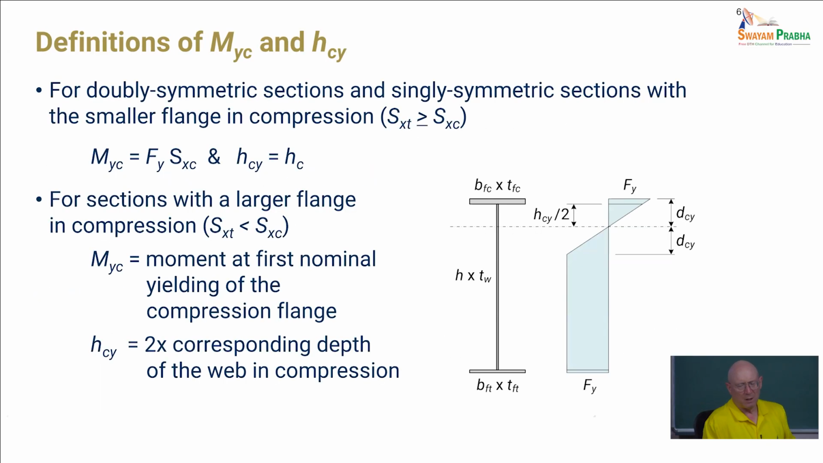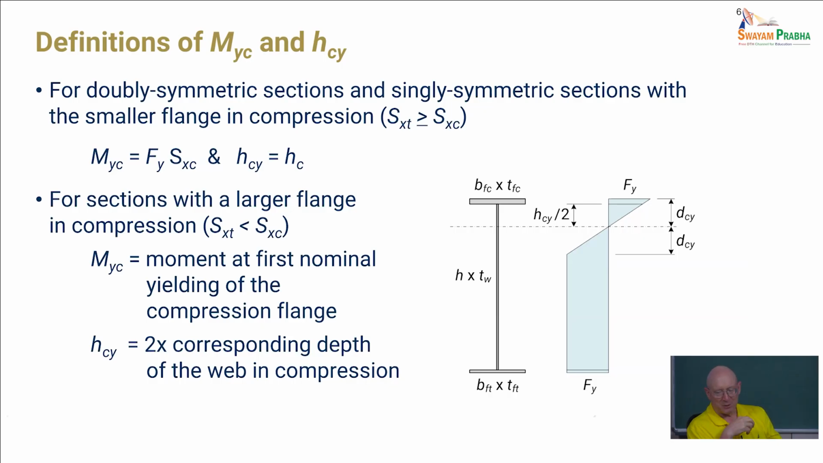So a fairly significant change here is with singly symmetric sections that have a larger flange in compression. So if you have a large flange in compression, the neutral axis of the section moves closer to the large flange, right?